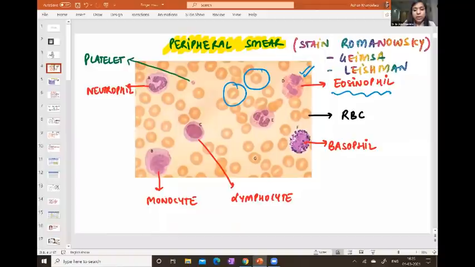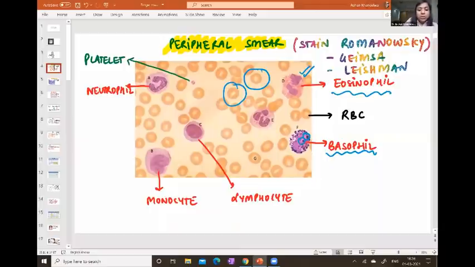Here, this cell which I can see is a basophil, right? What is the characteristic feature of a basophil? There are dark blue granules which obscure the entire nucleus, correct? These granules will obscure the entire nucleus, right?